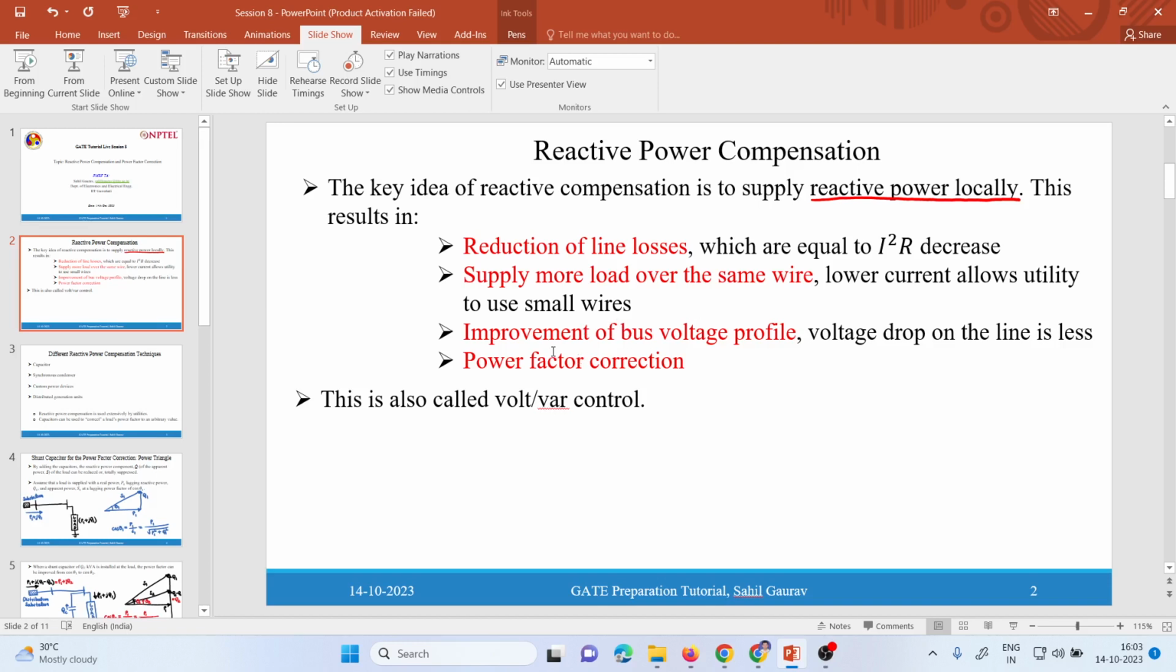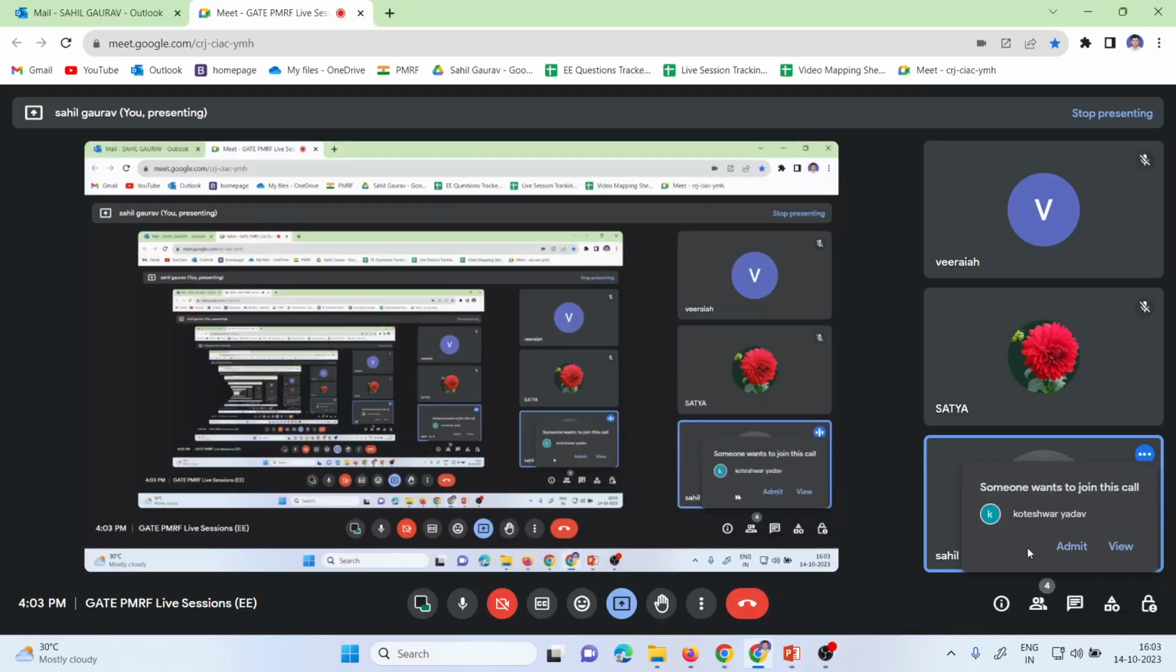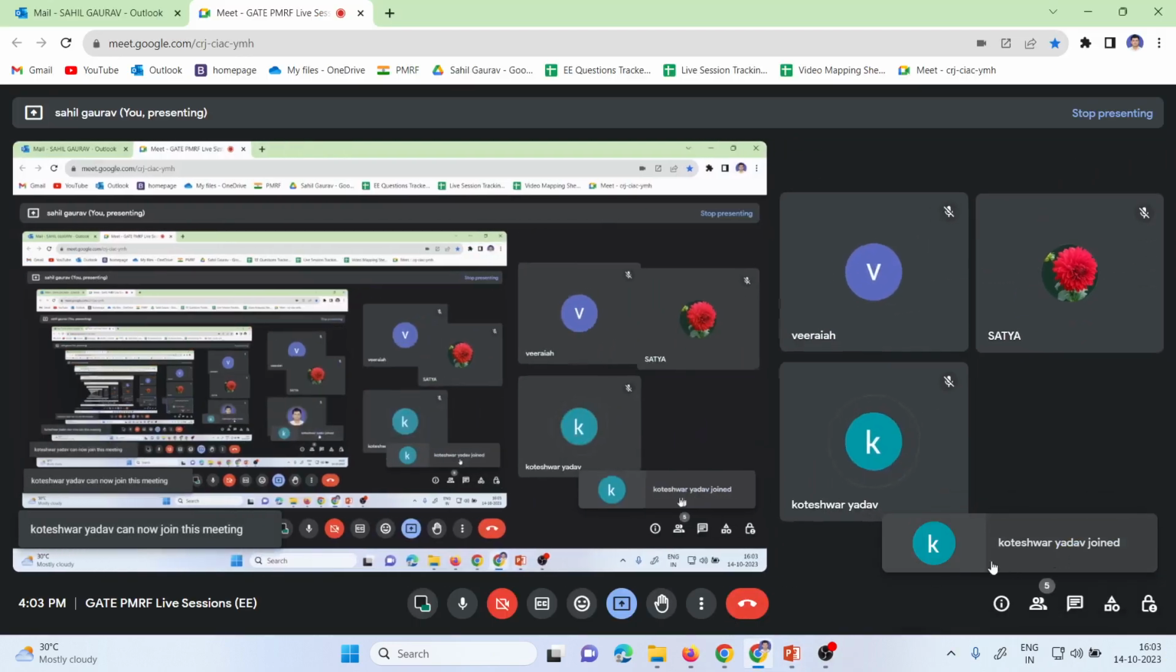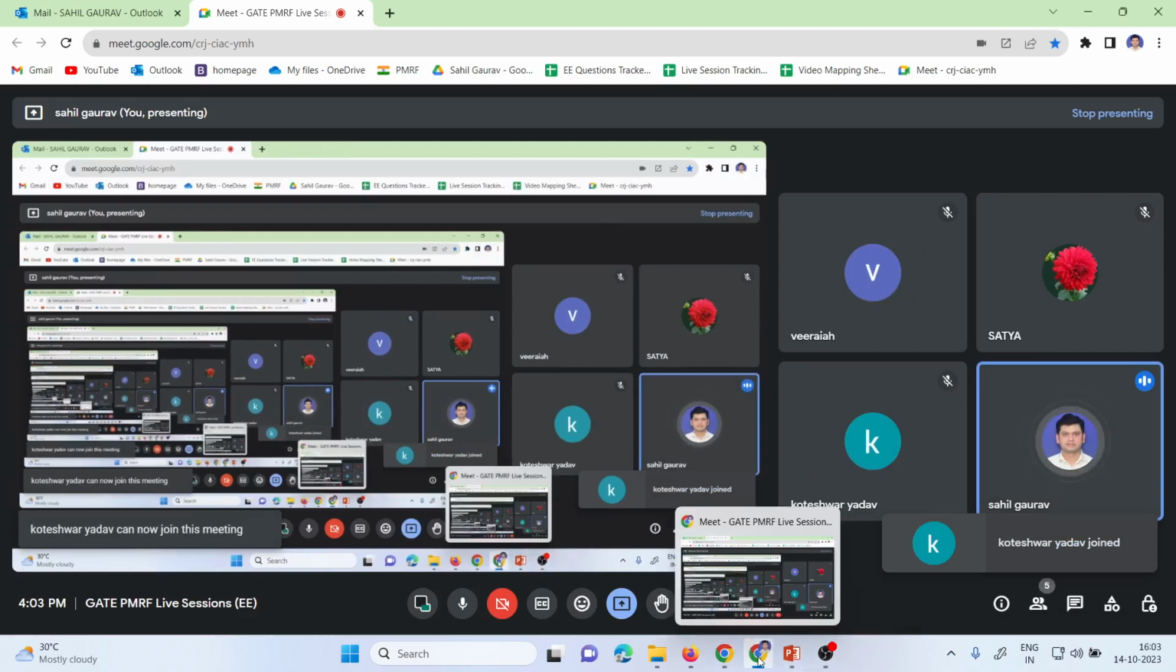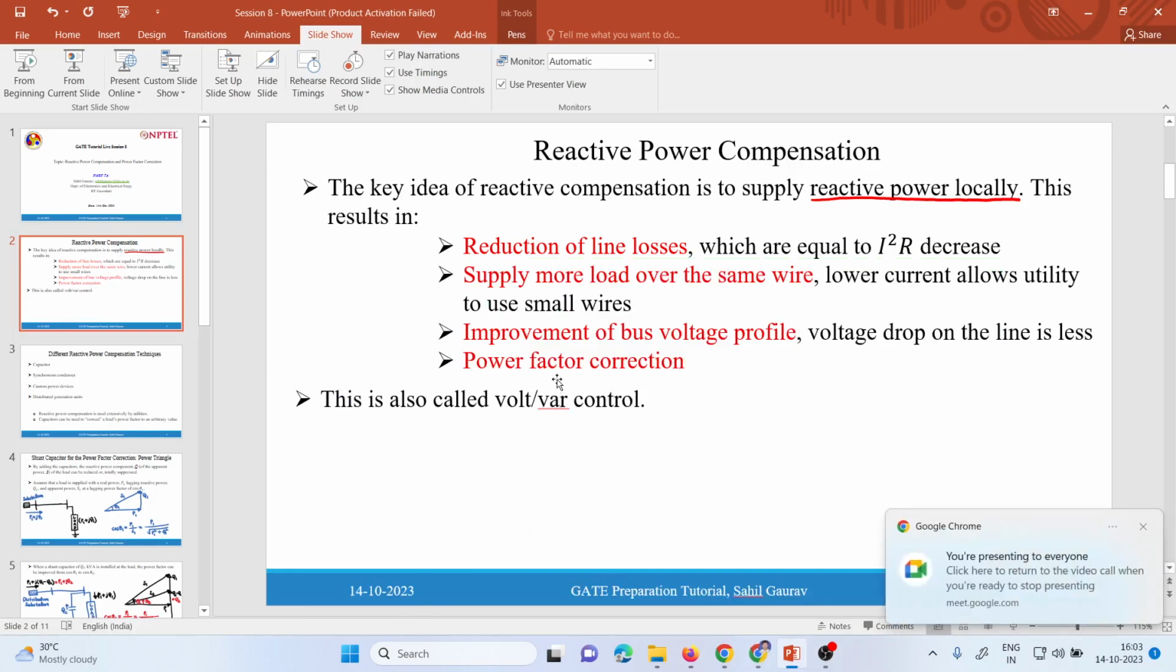This is another advantage. And improvement of bus voltage profile, as the lesser amount of current is flowing through the wire, this allows having lesser voltage drop across the wire. And the most important point is the power factor correction. This is also called volt VAR control.